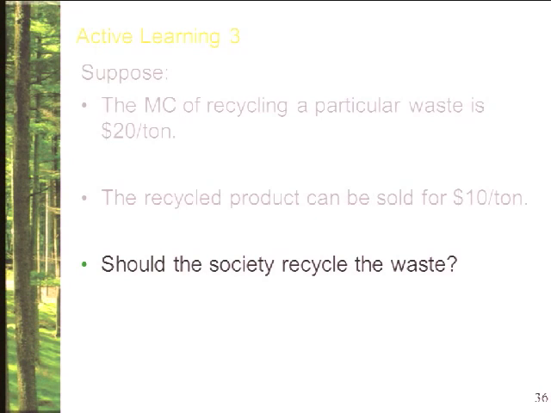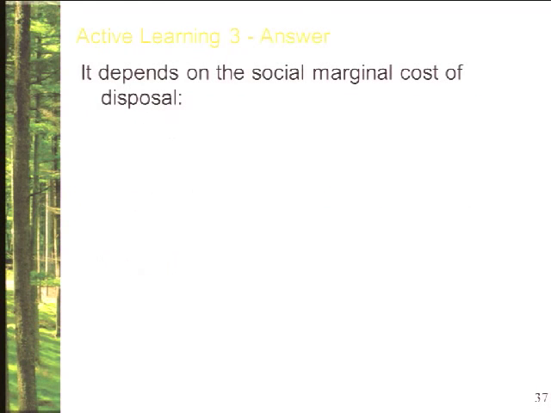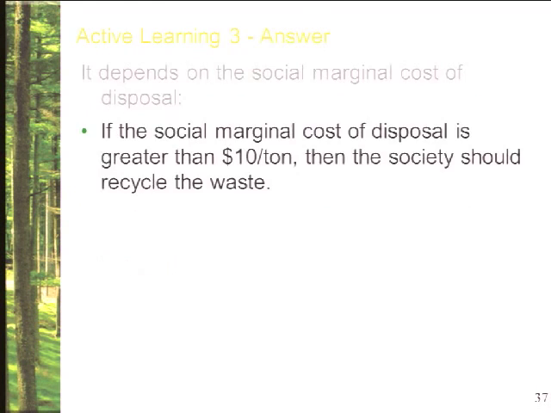Yes? What would you do with the social marginal cost of that $10? I would then determine, equating the social marginal benefit at 20 to the social cost of recycling at 20, and determine what amount of waste I should be recycling at that point. Okay, so for this example, if in fact the social marginal cost is $20, I certainly should recycle this waste.